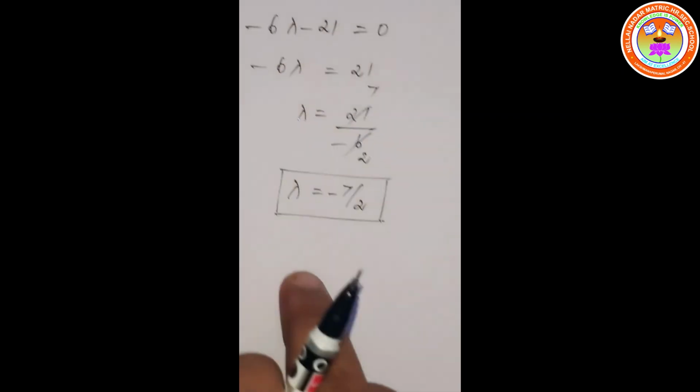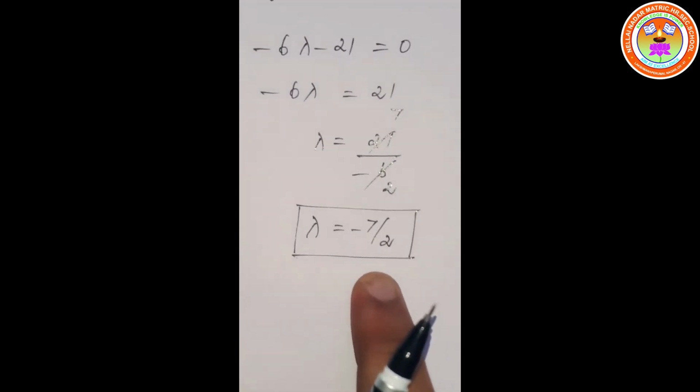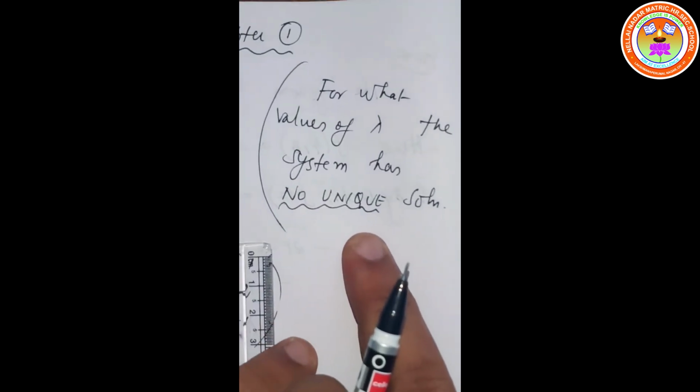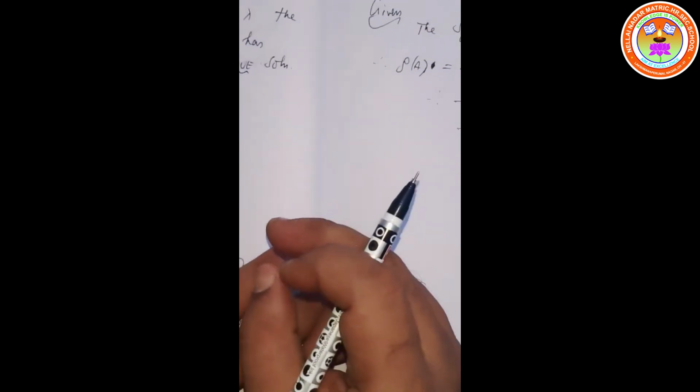That means for the value of lambda equal to minus 7 by 2, the system has no unique solution. So problem number 6 is over. Then I will be continuing problem number 7 in the next video.